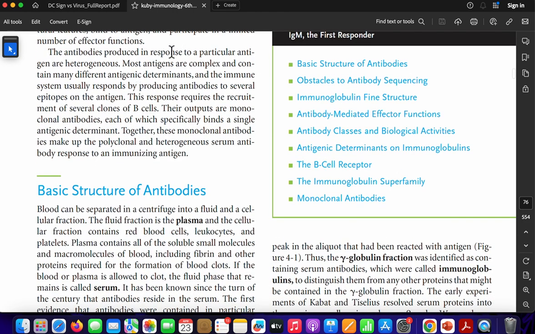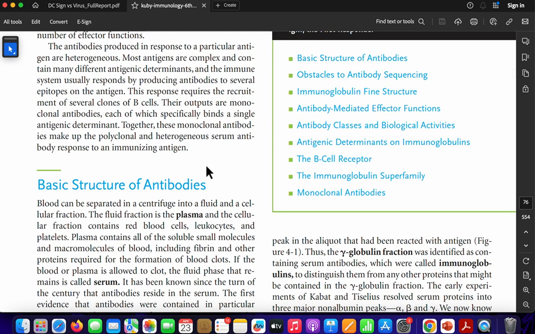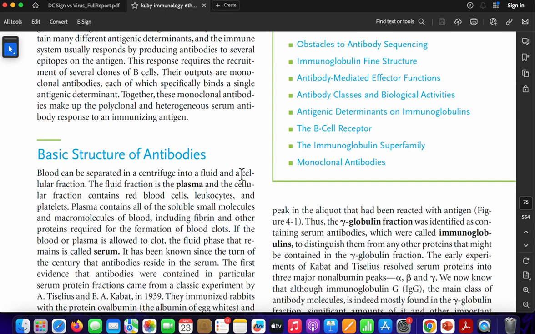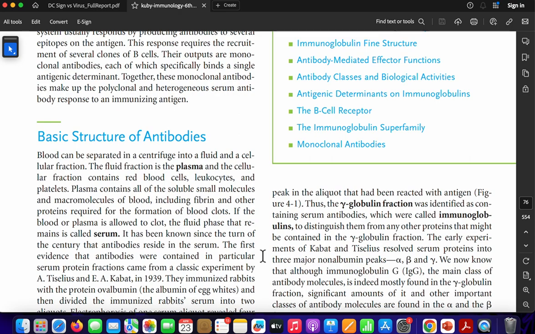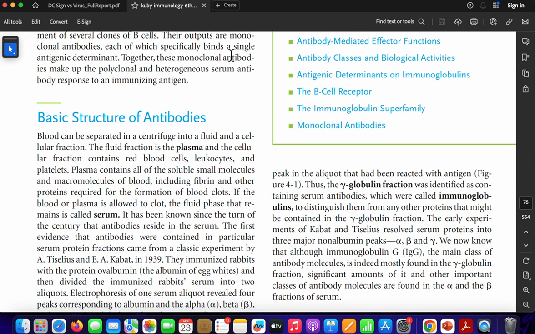The antibodies produced in response to a particular antigen are heterogeneous. Most antigens are complex and contain many different antigenic determinants, and the immune system usually responds by producing antibodies to several epitopes on the antigen. This response requires the recruitment of several clones of B cells. Their outputs are monoclonal antibodies, each of which specifically binds to a single antigenic determinant. Together, these monoclonal antibodies make up the polyclonal and heterogeneous serum antibody response to an immunizing antigen.